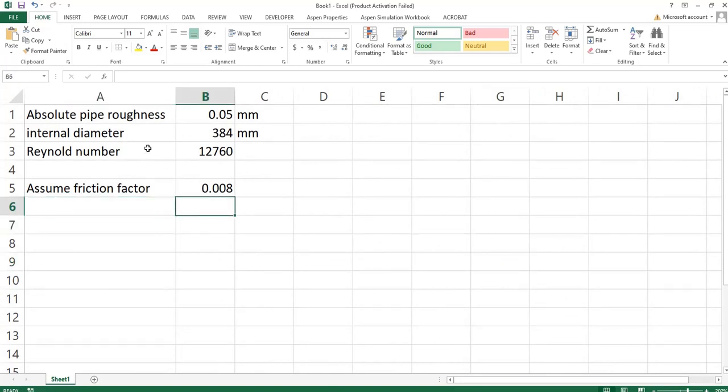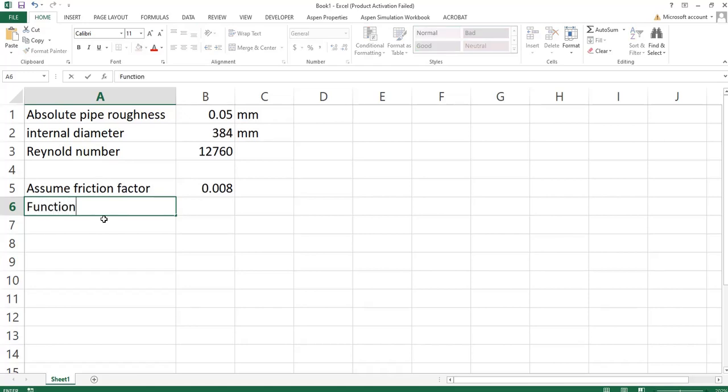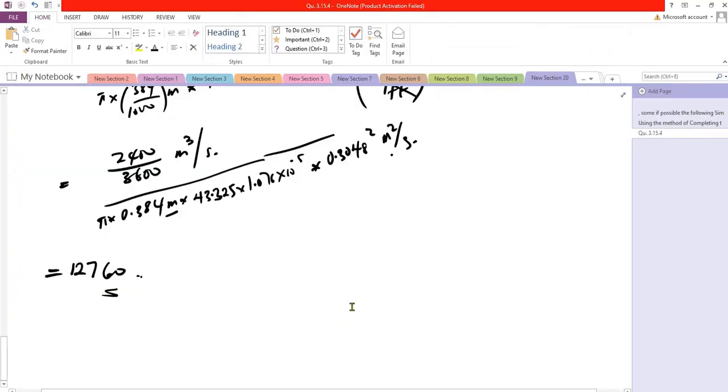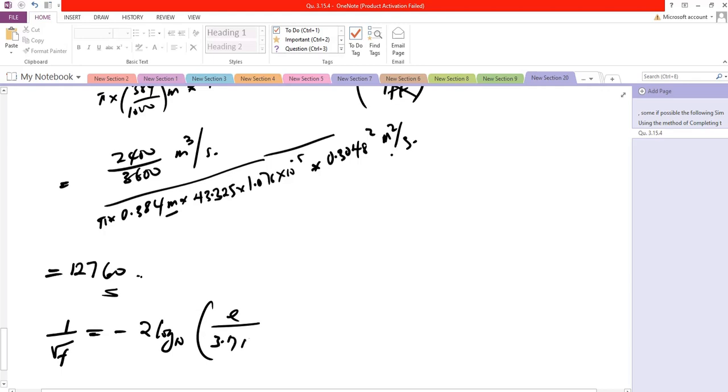Now we have this, so we need to use a formula. We need to create a function that has a constraint. So what we are going to use, let me go back to this, is 1 over the square root of the friction factor equals minus 2 log base 10 of E over 3.7 D plus 2.825 divided by Reynolds number times square root of F.